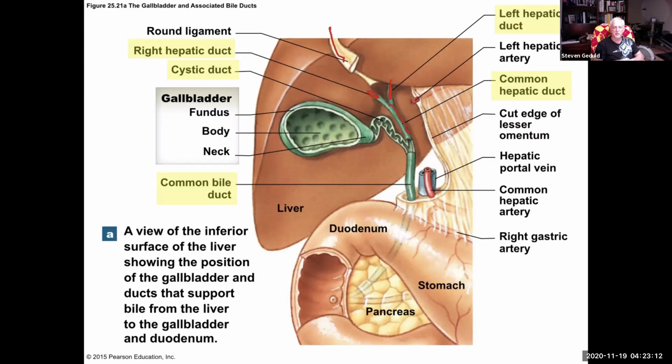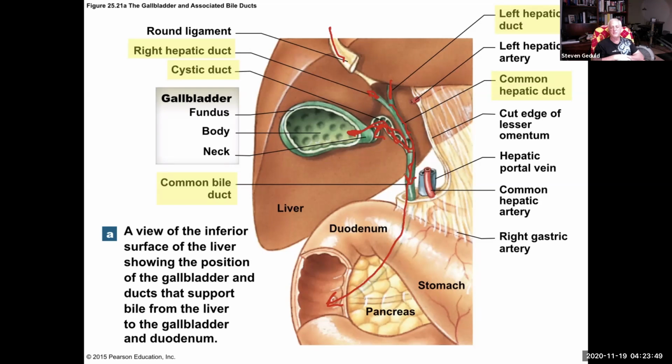That's your bile. So you have a hepatic duct on the right and left, and they feed in and fuse to form the common hepatic duct. Now the common hepatic duct can go down and continue into the common bile duct, or it can back up through the cystic duct and feed into the gallbladder. Okay. If it goes through the common bile duct, it goes down around the stomach and feeds into the duodenum. So it can go two places.